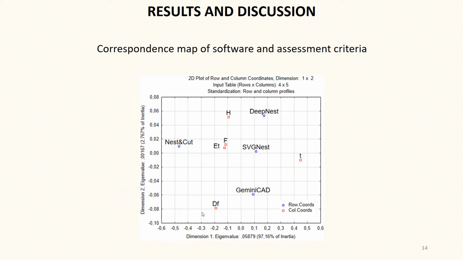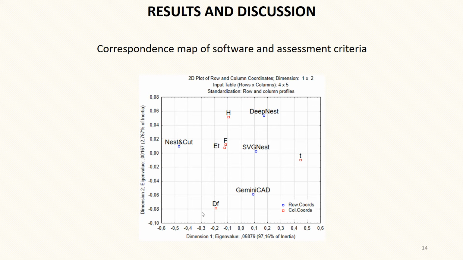Slide 14. A correspondence map for software products and evaluation criteria is presented. The two dimensions on which the data are presented accurately describe 99.9% of their inertia. This shows that two dimensions are sufficient to evaluate the operation of the algorithms for arranging elements. The evaluation criteria clearly stand out for the individual software products.